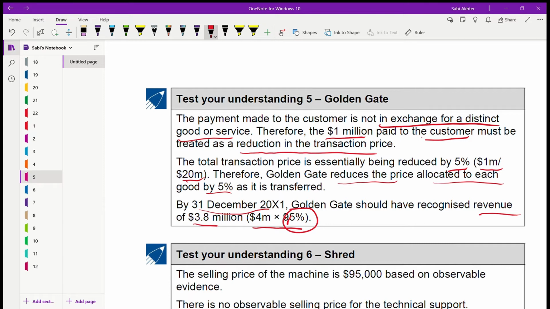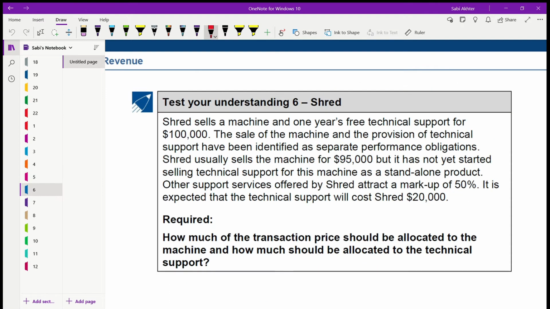How much are you reducing? 1 over 20, so 5%. So from 100 you deduct 5%, which is 95%. 95% on 4 million. This is how you get the revenue. Even for the other questions, you need to do it like this. Then we are going to 6.